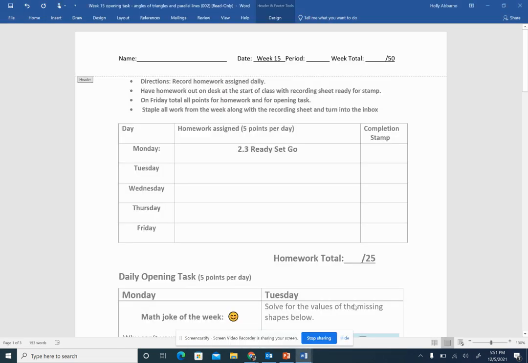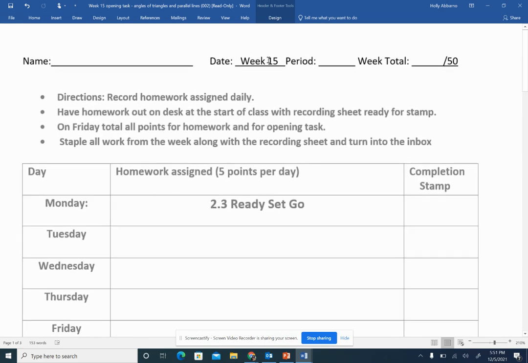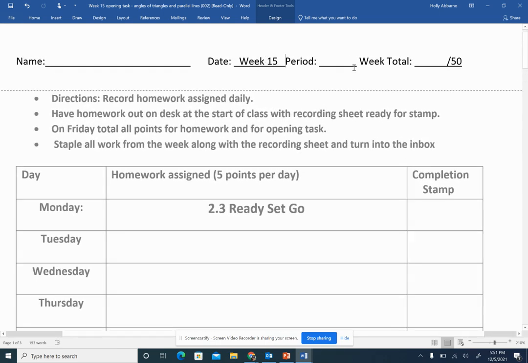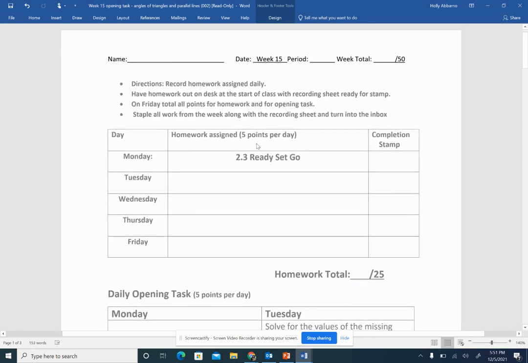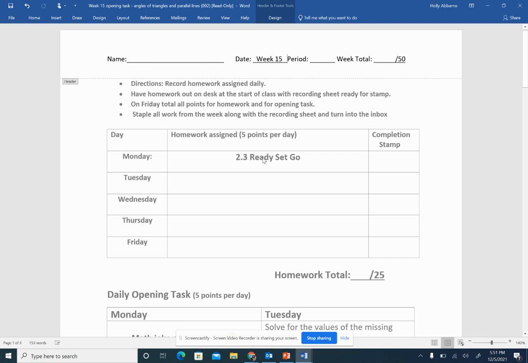It is week 15, so go ahead and write at the very tippy top, week 15. If you are period 2 or period 4, go ahead and write that at the top. And today in your Monday section, you're going to write 2.3, ready, set, go. Today your homework when you leave is going to be 2.3, ready, set, go.